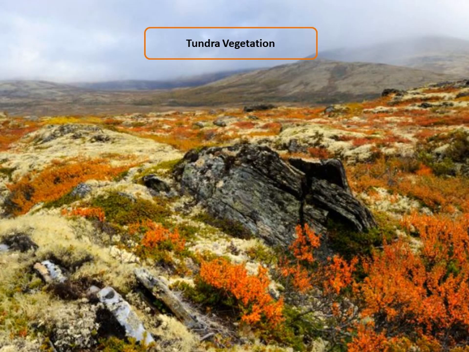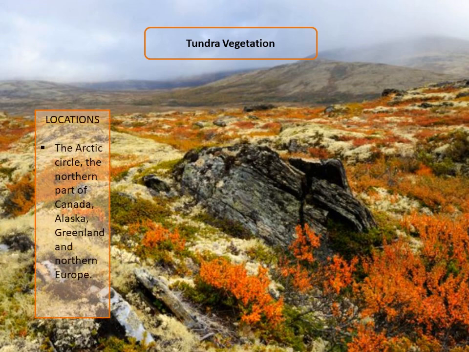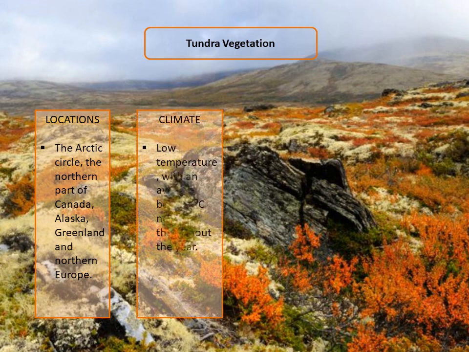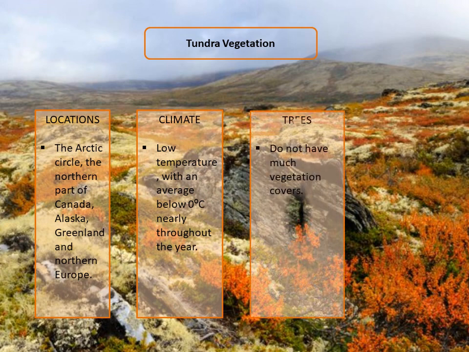Tundra vegetation. Tundra vegetation spreads over the Arctic Circle, the northern part of Canada, Alaska, Greenland and northern Europe. The temperature is very low and the ground is covered with snow nearly throughout the year. These areas do not have much vegetation cover. Some small flowering plants, mosses and lichens grow here.